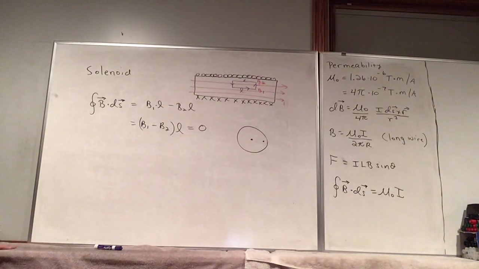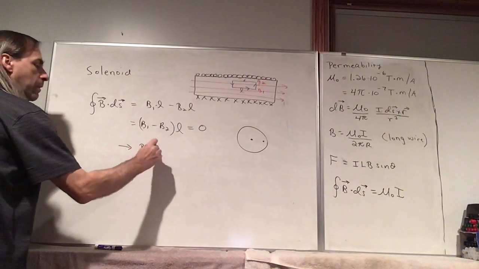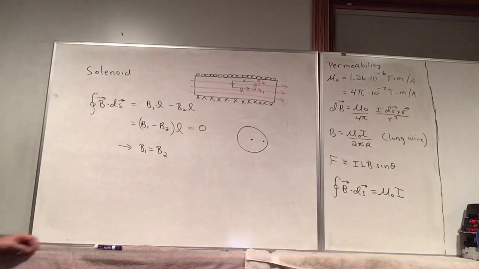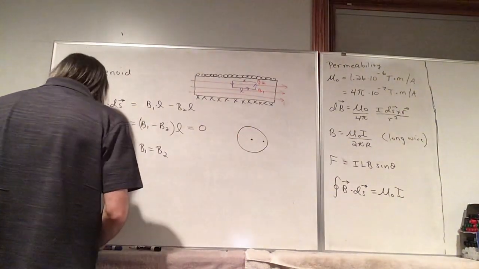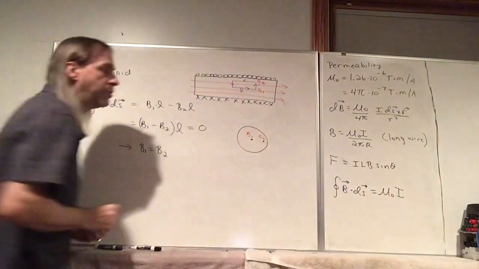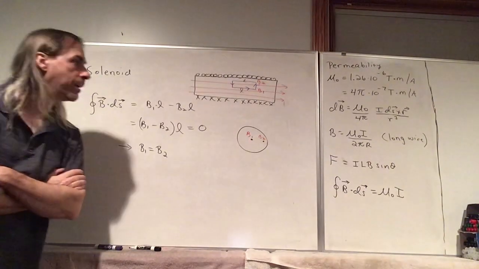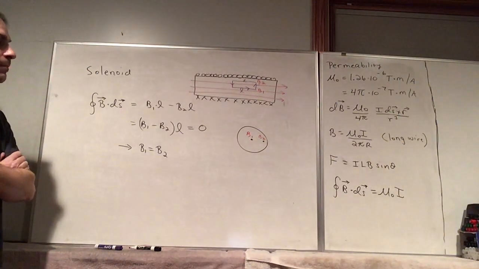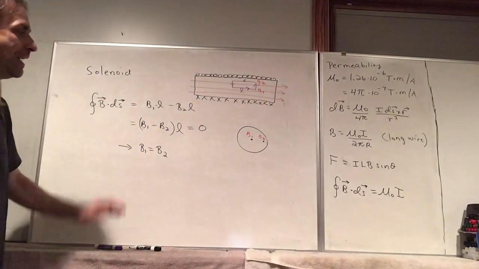And the conclusion is that B1 minus B2 is 0, or B1 equals B2. And so what we've shown with Ampere's law is that the magnetic field, let's say this was B1 here, and B2 here, they're equal to each other. So it doesn't matter where you are in the solenoid. The magnetic field is parallel to the axis and constant in magnitude. It's an interesting result, certainly not something obvious.